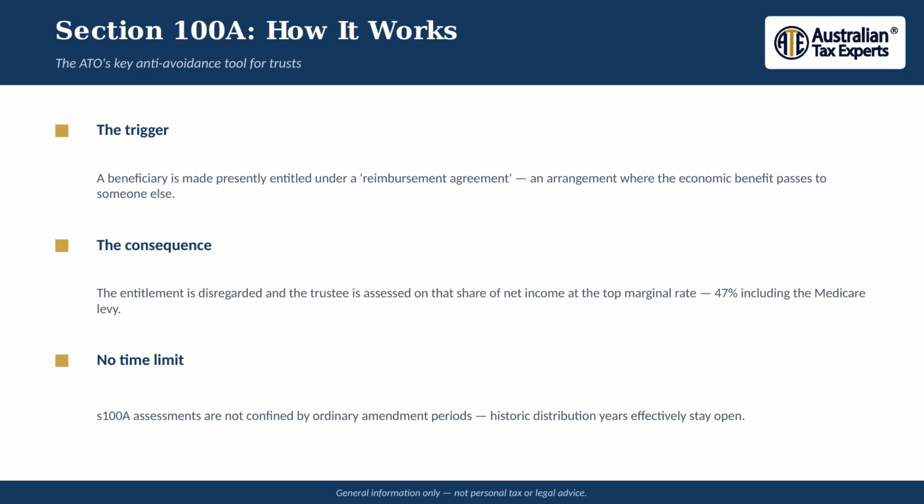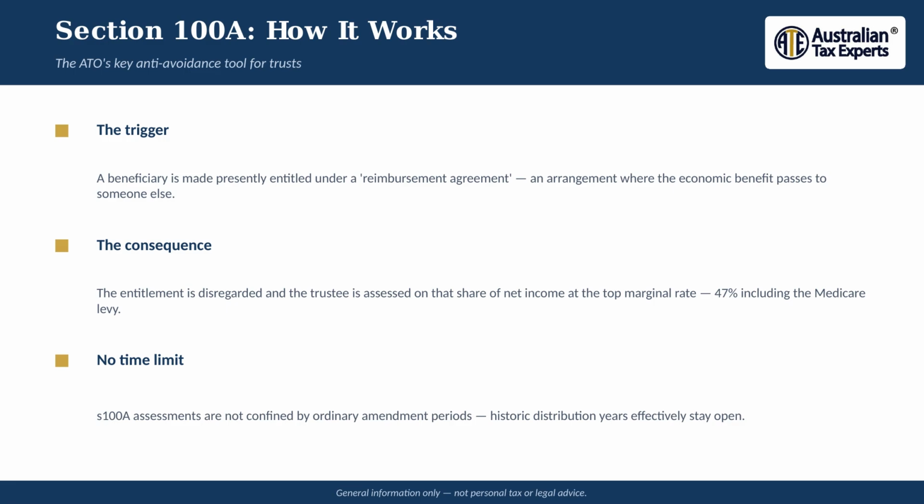Now the provision itself. Section 100A is triggered where a beneficiary is made presently entitled to trust income under what the law calls a reimbursement agreement, an arrangement under which the economic benefit of that entitlement passes in whole or in part to someone other than the beneficiary. The consequence is severe. The beneficiary's entitlement is disregarded, and the trustee is assessed on that share of the trust's net income at the top marginal rate, 47% including the Medicare levy. No franking, no discounts, no beneficiary rates.